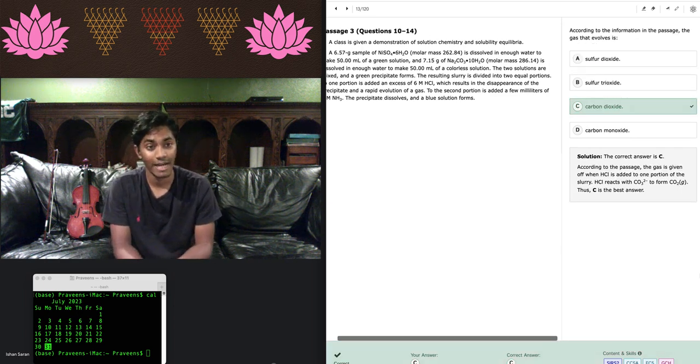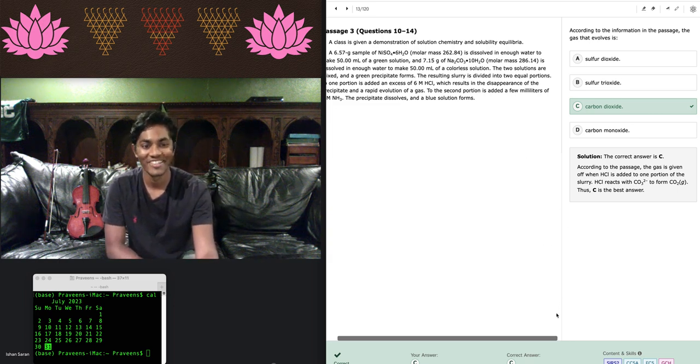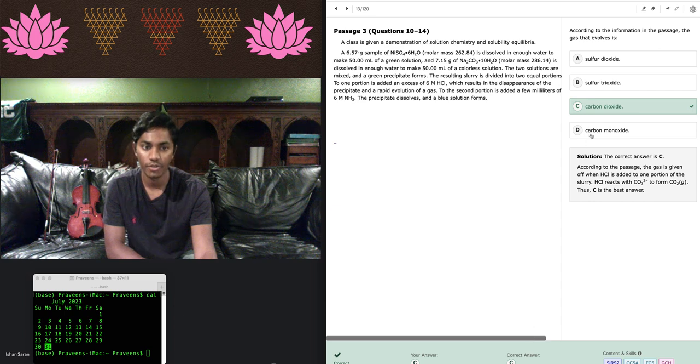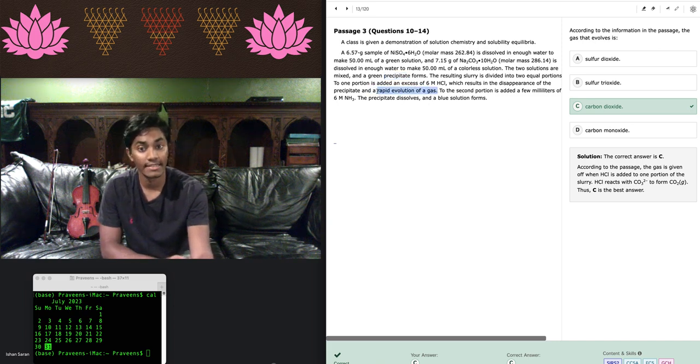According to the information in the passage, the gas that it evolves is carbon dioxide. Awesome. So is it sulfur dioxide, sulfur trioxide, carbon monoxide, or carbon dioxide? Let's see. We know we had a precipitate, which means we had a solid form. The solid went away once we added HCl, and a rapid evolution of a gas. So this is the gas that they're referring to, the rapid evolution of the gas.